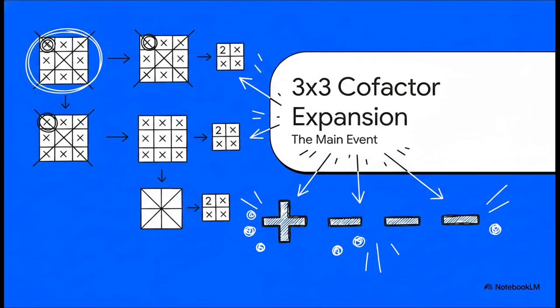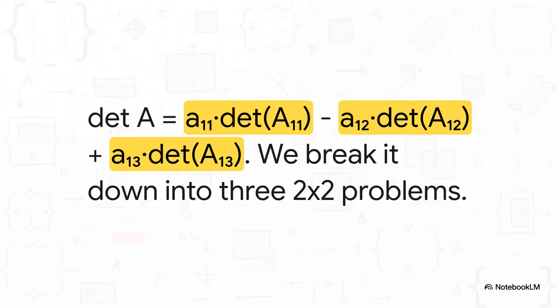Now, the secret to solving a big 3x3 determinant is actually just to break it down into three smaller 2x2 problems. And hey, we just learned exactly how to solve those. This awesome method is called cofactor expansion. Don't let this formula scare you, okay? This is just our roadmap.